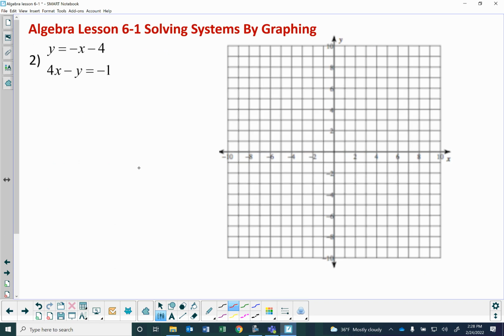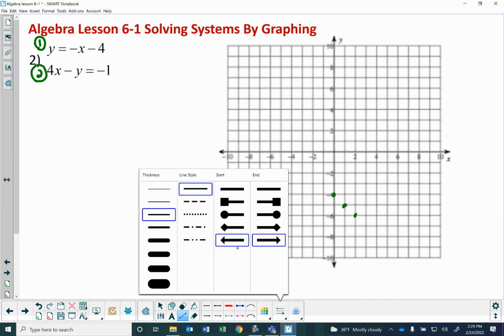Let's look at a second set of equations. I have the first one, y equals negative x minus 4, and the second one, 4x minus y equals negative 1. Again, I'm going to label them 1 and 2 because it makes it easy. Equation 1 is in y equals form, so I don't need to do anything with that except interpret it. So my y-intercept is at negative 4, so that's right there, (0, negative 4). My slope is down 1, right 1. So there's my points I can graph here.